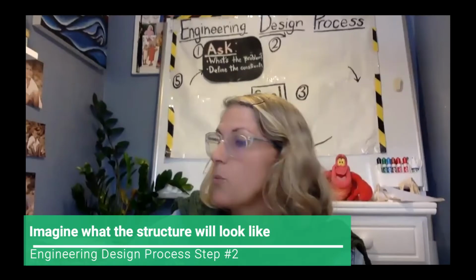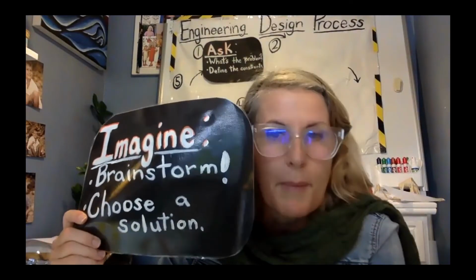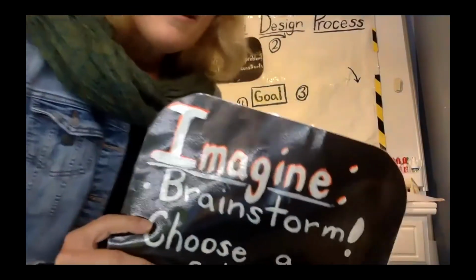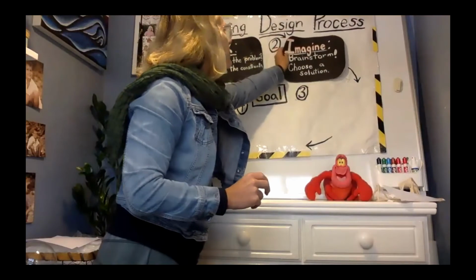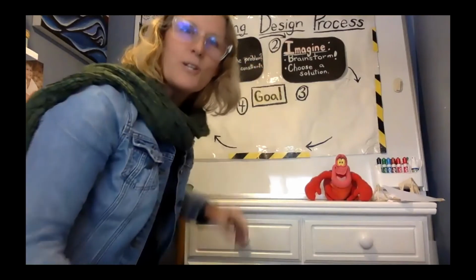The next thing we're going to do right here is we're going to imagine what it's going to look like. We're going to brainstorm. Let's talk about what we can do. So I'm going to stand up right here and put it on number 2. You see the arrows going from ask, what's the problem, to imagine. So we are going to brainstorm what it's going to look like.